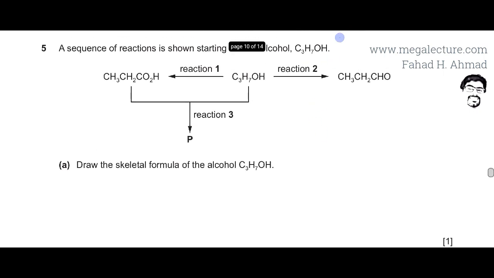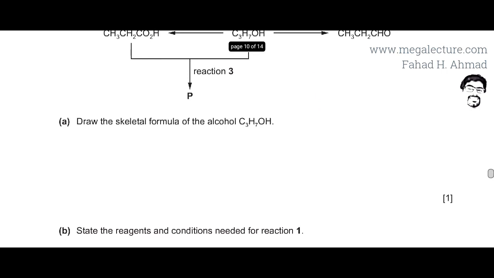Remember, the OH is bonded to the carbon atom at the end, because you would notice that the aldehyde or the carboxylic acid formed from propanol has the functional group right at the end. It must be at the end because the carboxylic acid and the aldehyde are formed by the carbon atom at the end. So it's going to be propan-1-ol. Propan-1-ol has 3 carbon atoms, an OH group, 2 hydrogens attached to this carbon, 2 hydrogens attached to this one, and 3 hydrogens attached to this one.